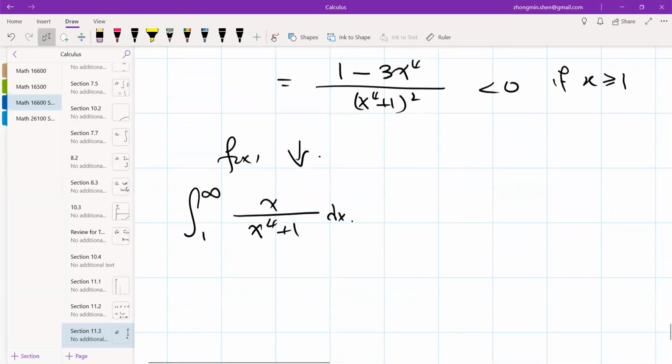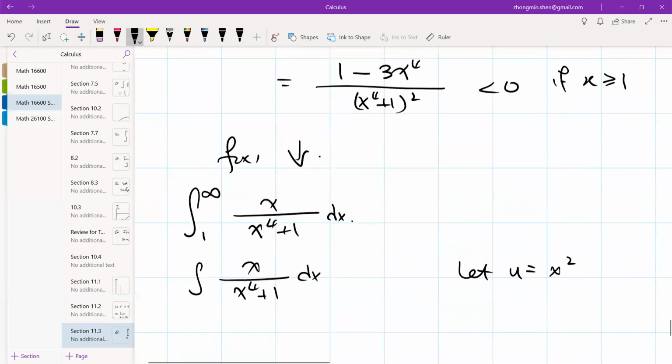So I have to find the antiderivative of this function. Before I do that, we need a substitution. You let u be, you have choices. x to the fourth power plus 1, or x squared, right? I think x squared is the right choice based on my experience.